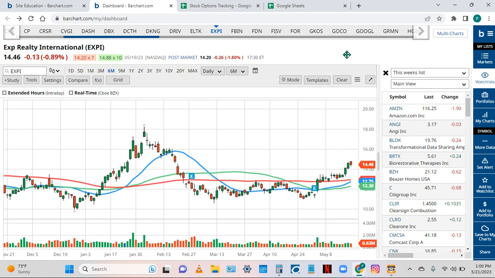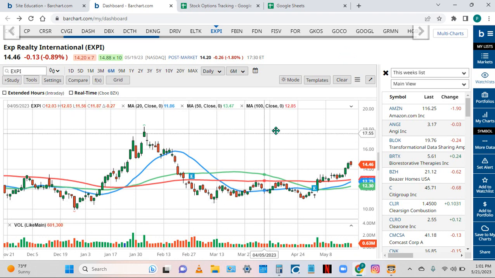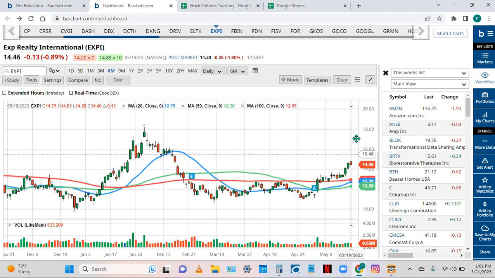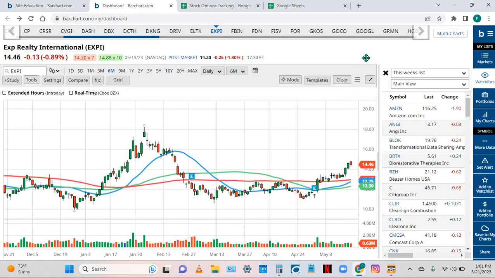UXP Realty is on a continuation pattern. See on the bottom, consolidation, retesting the previous lows over here back in December, breakout after earnings, sideways for 2 weeks, now breaking out again. That looks like a continuation higher.